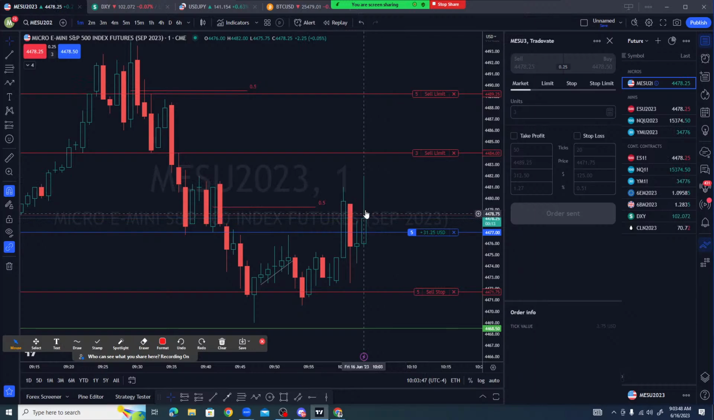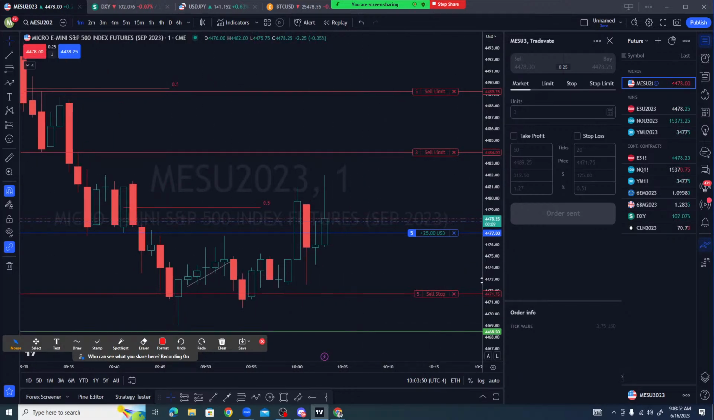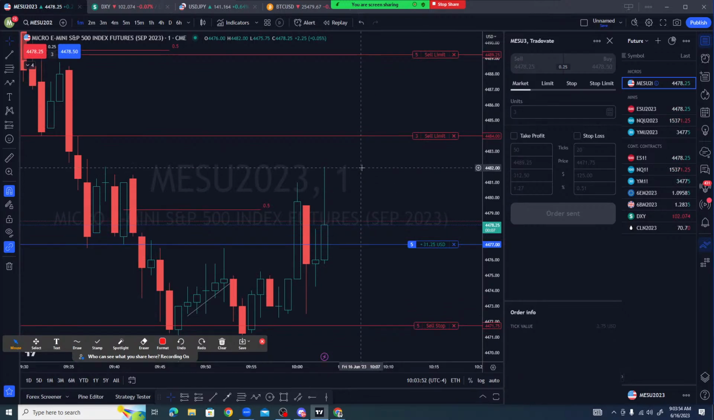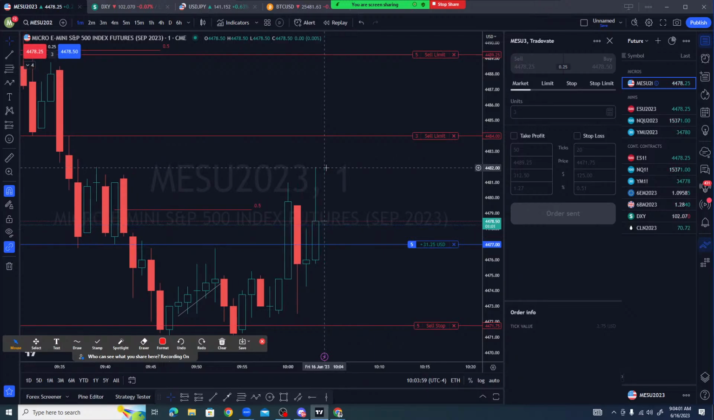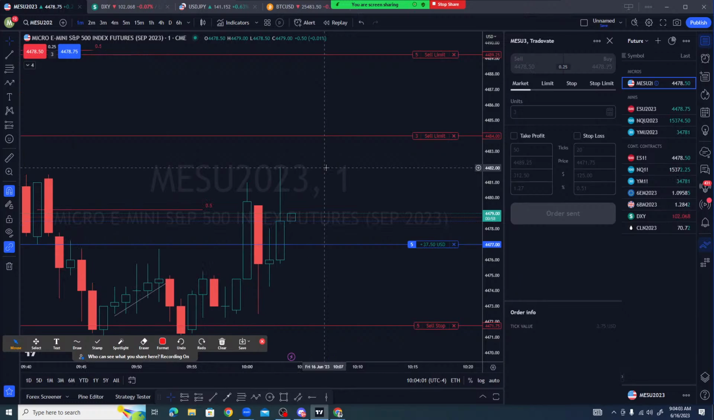It's a really big pullback right there on that 1 minute candle. And as you saw, that was a 5-point push right there, so it was $100. Let's see if we get that continuation now. It's a pretty good pullback into there.